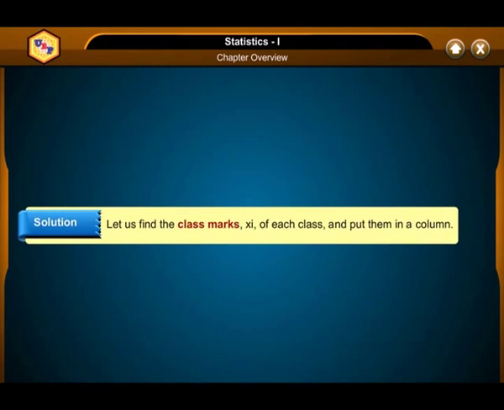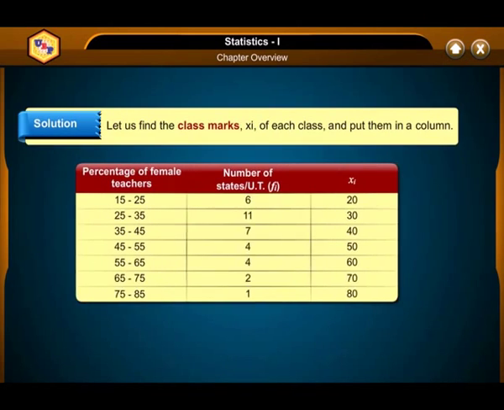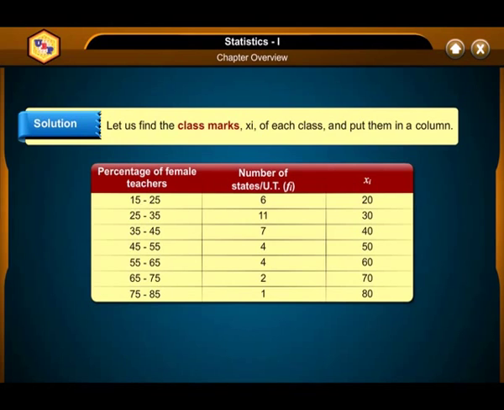Let us find the class marks xi of each class and put them in a column. Percentage of female teachers, number of states fi, xi. 15 to 25, 6, 20. 25 to 35, 11, 30. 35 to 45, 7, 40. 45 to 55, 4, 50. 55 to 65, 4, 60. 65 to 75, 2, 70. 75 to 85, 1, 80.